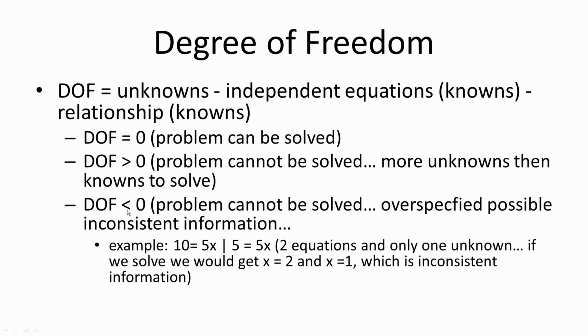And if degree of freedom is less than 0, like a negative number, the problem cannot be solved either because you're over specified. As an example, if you say 10 is equal to 5x and 5 is equal to 5x, you have two equations and only one unknown. The unknown is x. If we were to solve, we would get x is equal to 2 and x is equal to 1. So this is inconsistent. We can't say that x is equal to 1 for this, and we can't say x is equal to 2 for this. So this is an example of why DOF has to equal 0.